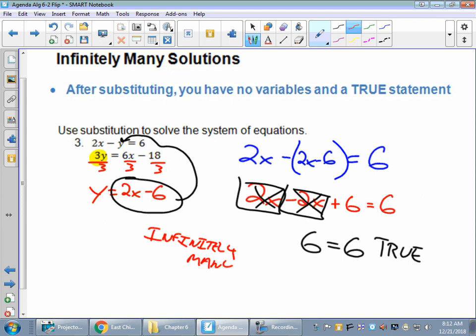This is the case where, if we graph these, our lines would be right on top of each other. They would be the same line. So they would have infinitely many solutions. So again, the variables cancel out, and you get a true statement. It's going to be infinitely many solutions because it's basically the same line.